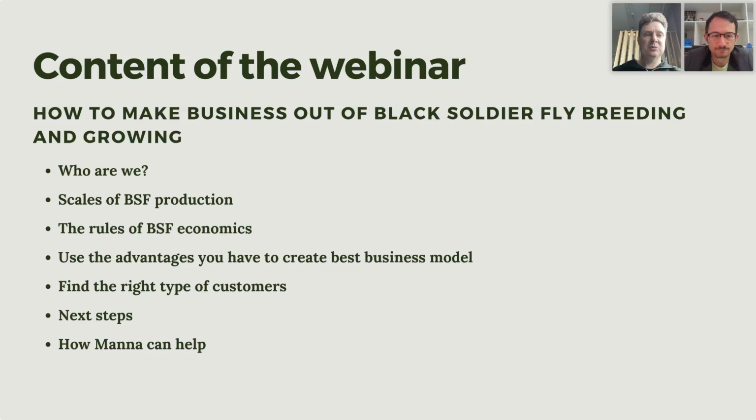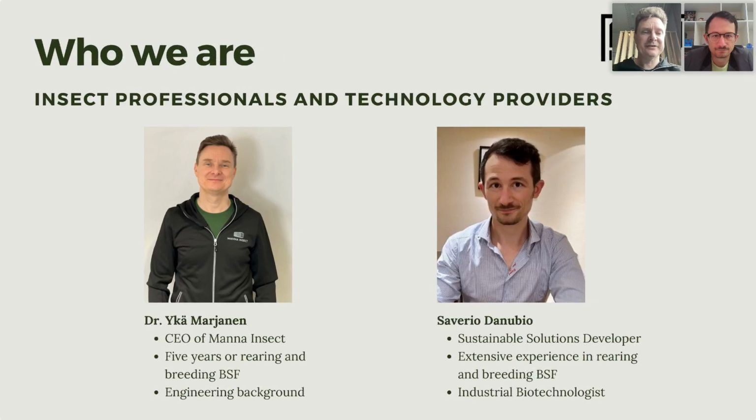And more or less we have at Manna 5 years of practical experience with, first of all, ourselves rearing and breeding at small scale, let's say up to 100 tons a month from one site, 1 or 2 persons doing it. And then, of course, we have a very technical background. We've built companies before, and sensors. So we're now implementing all those learnings from other businesses to help especially small farms and small companies getting started. And I'll hand over to Saverio to introduce himself and then continue to the next slide.